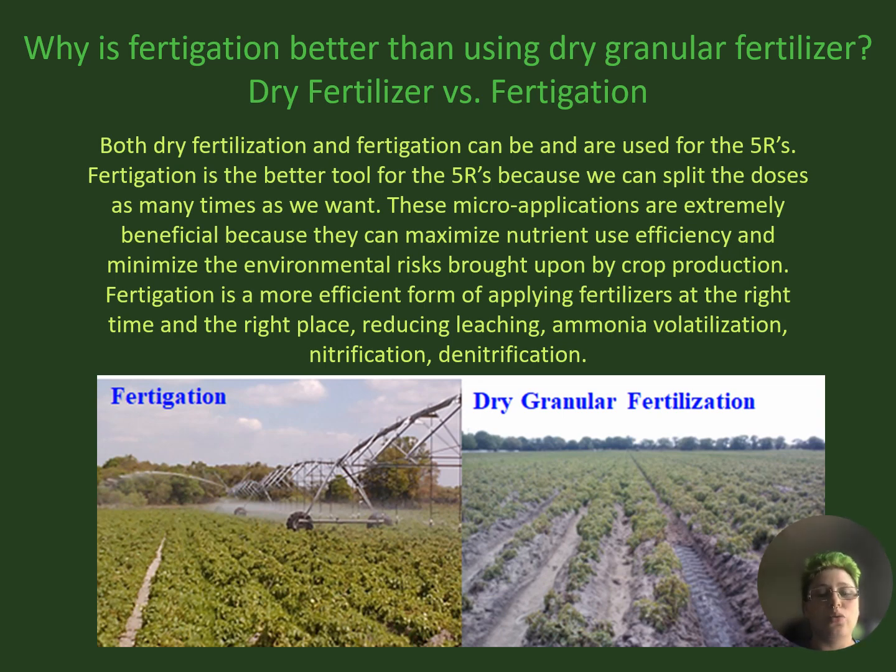Fertigation is the better tool for the 5R's because we can split the doses as many times as we want. These micro applications are extremely beneficial because they can maximize nutrient use efficiency and minimize the environmental risks brought upon by crop production. Fertigation is a more efficient form of applying fertilizers at the right time and the right place, also reducing leaching, ammonia volatilization, nitrification, and denitrification.